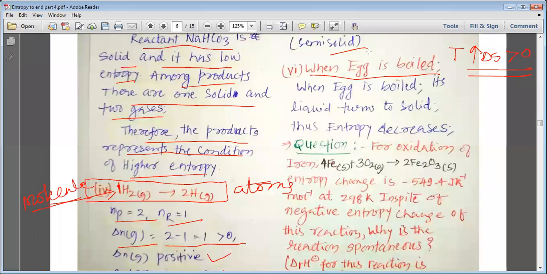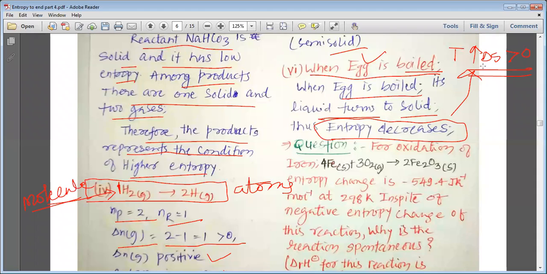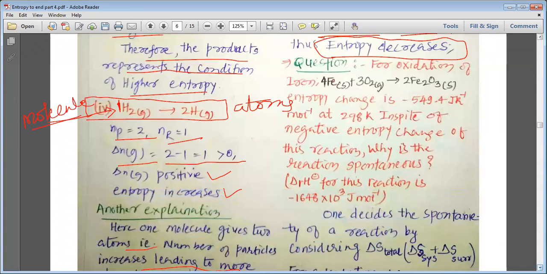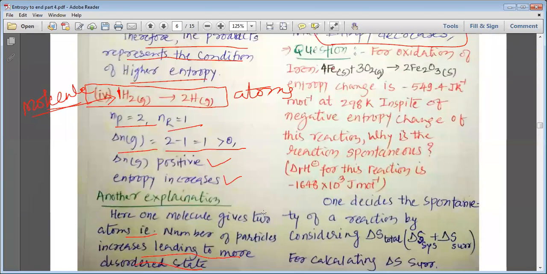Here if you give temperature, if you boil the egg, the liquid turns to be solid, and thus entropy decreases instead of increasing when the temperature is being increased. So these are the few cases on the basis of which you can understand the change in entropy well, and I hope my dear students you understood it well. If you have any question you can ask.